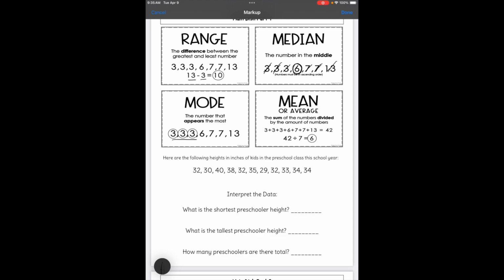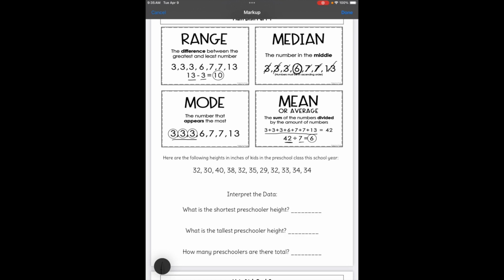And then the mean, it stands for the average. So that's when we add up all of the numbers in our data and then we divide by however many numbers there are. So in this case, we added all of these up and there's 7 numbers in our data set. So once we got that addition number, then we divided it by 7 to find the mean, the average, which was 6.